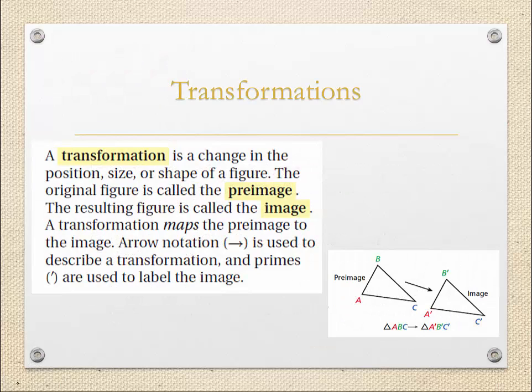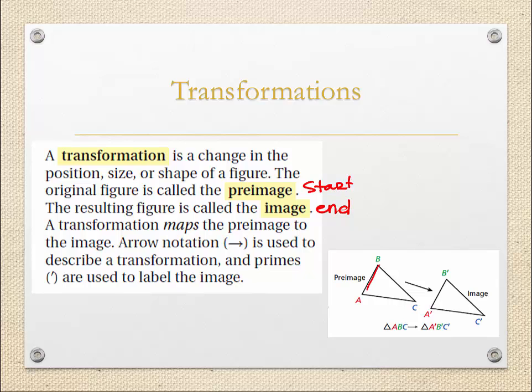So a transformation is a change in the position, size, or shape of a figure. The original figure is called the pre-image. The resulting figure is called the image. So the pre-image is what we start with, and the image is the end. A transformation maps the pre-image to the image. Arrow notation is used to describe the transformation, and primes are used to label the image.